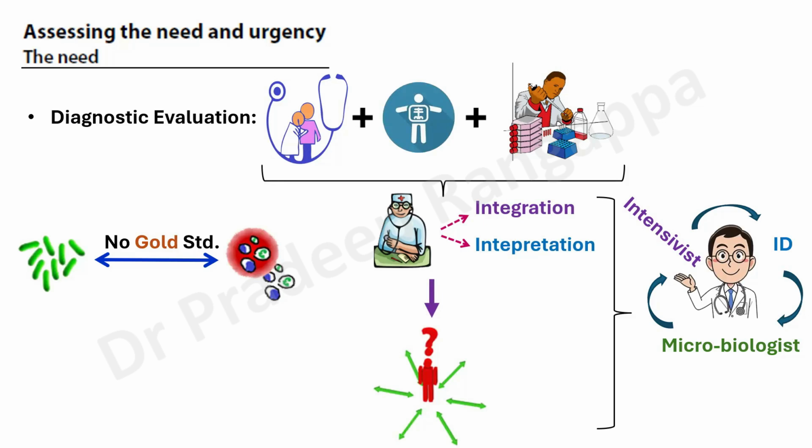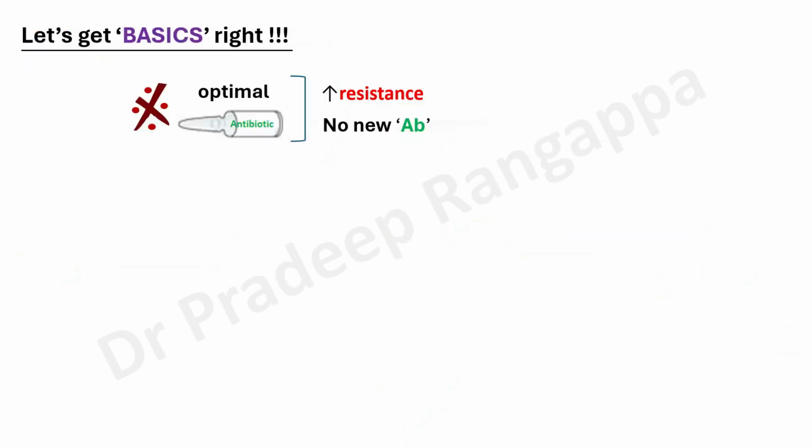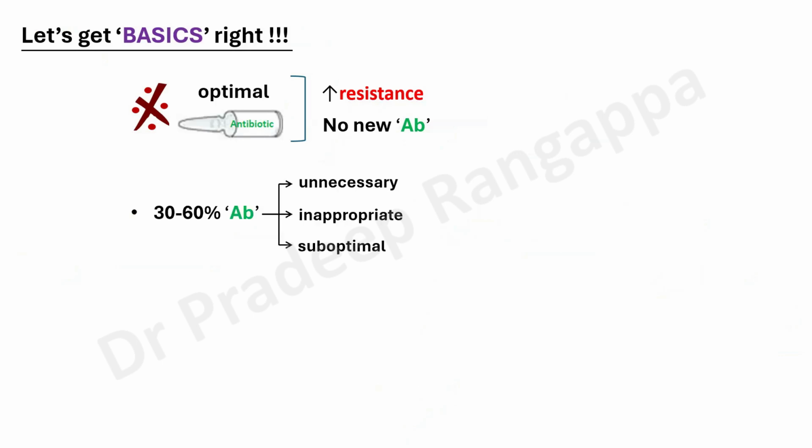So there are a lot of non-infectious causes which may present as sepsis or which may mimic infection, and we may largely end up using antibiotics. Pancreatitis is a typical example where there is inflammation, but we invariably harp on giving antibiotics. So we need to be absolutely clear, because it is extremely important to have some rationale in the use of antibiotics, because indiscriminate usage of antibiotics has been shown to increase resistance patterns and there are no new antibiotics in the pipeline. And it has been shown that 30 to 60% of the antibiotics used in ICU are unnecessary, inappropriate, and suboptimal.